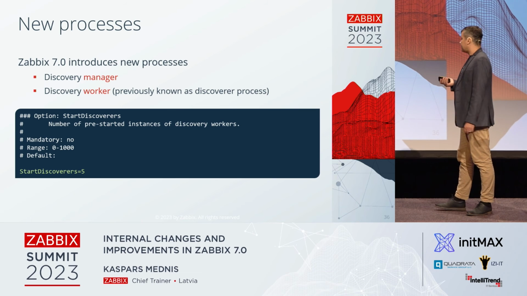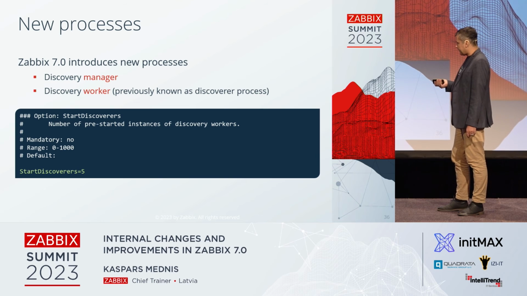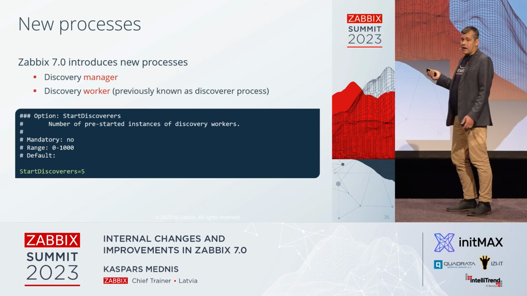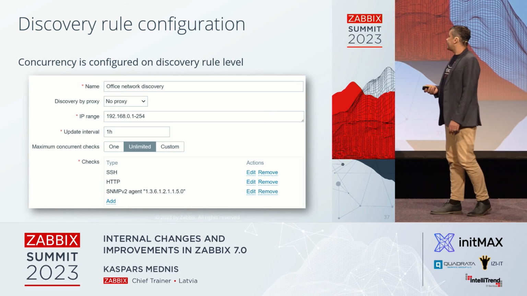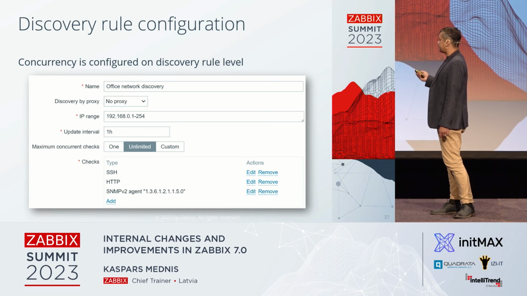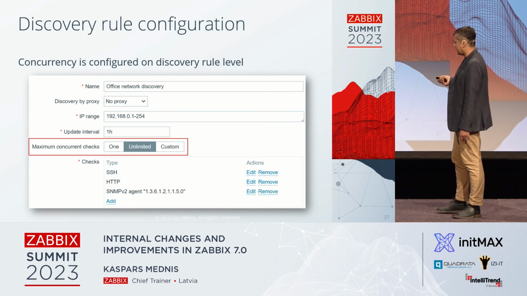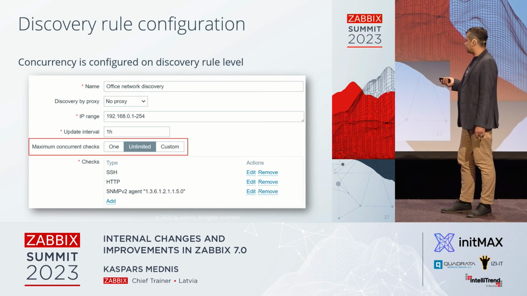So in version 7, we introduced new processes. The discoverers will be transformed into discovery workers, and as usual, if you have a lot of workers, you need to hire a manager. So, a manager and worker approach. This is the new configuration screen. It looks very similar, except this one: maximum concurrent checks: 1, unlimited, and custom. Actually, even 1 will work faster than the current implementation.